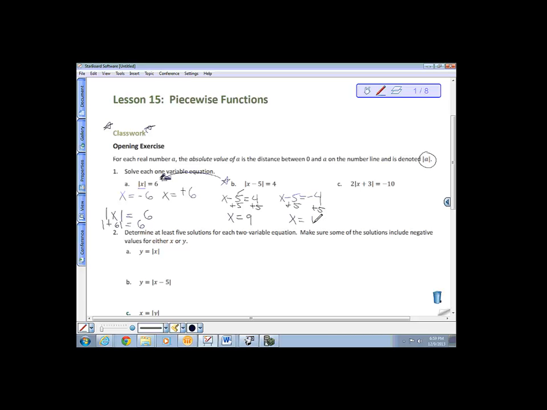And remember, whenever you're solving an equation, you could check outright, or I like to do a quick mental check. When I plug in 9, 9 minus 5 gives me 4, and of course the absolute value of 4 is 4. When I plug in 1, 1 minus 5 is -4. The absolute value of -4 is 4. So those are my two solutions.